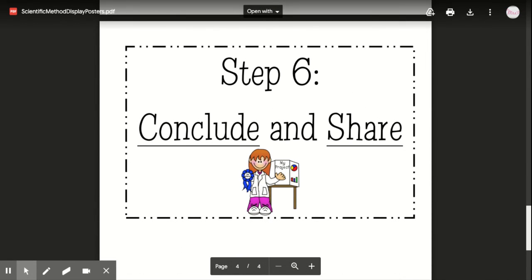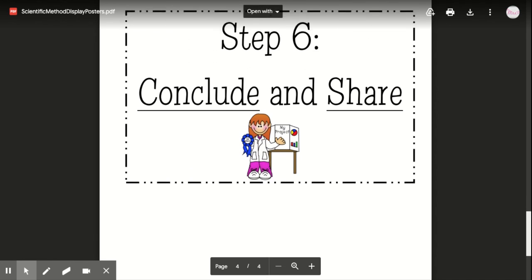Step six, conclude and share. When you finish your experiment, you think about what you've learned from doing your experiment, what worked, what didn't work, and then you have to share it with others. If you don't share what you've learned, even if your experiment didn't work out, you should still share maybe what happened in your experiment, maybe why it didn't work out. And you share that with others so that they can look at your research and come up with their own.